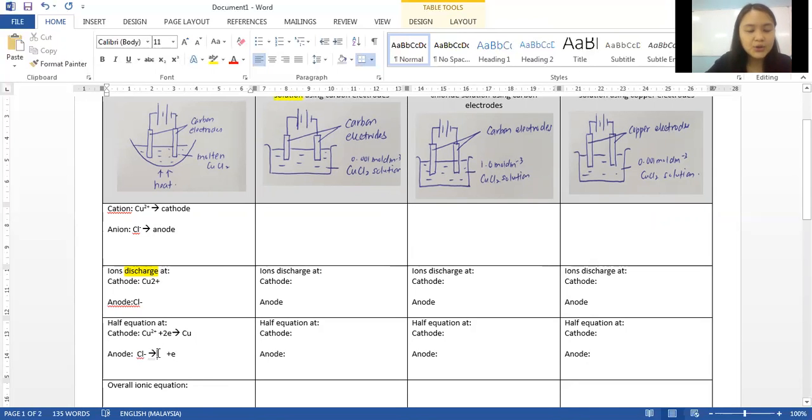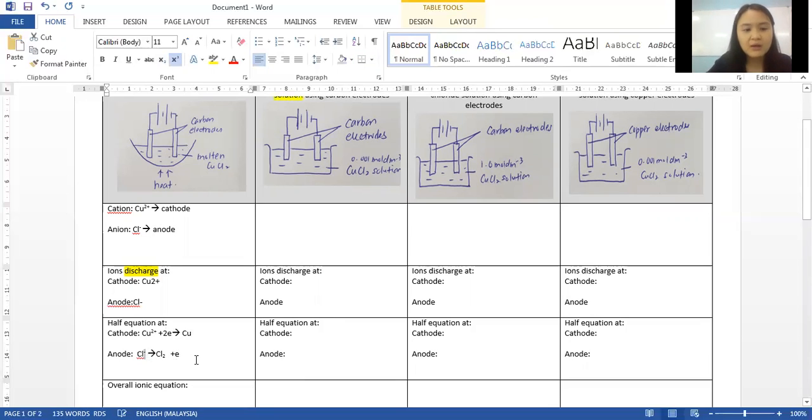Now to complete this half equation, once you have chloride and it discharged, it will turn back to chlorine, right? But you have learned under group 17, all group 17 elements exist as diatomic molecules. So therefore, a neutral chlorine has a formula of Cl2. Now, so we have built a half equation to tell people what's happening.